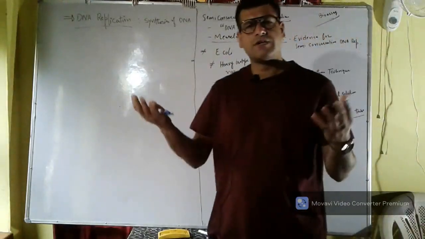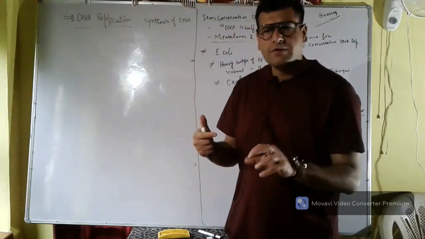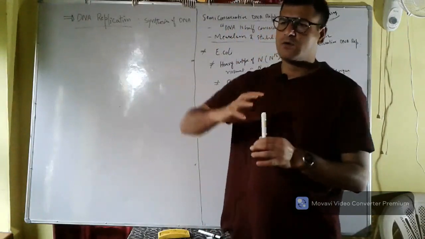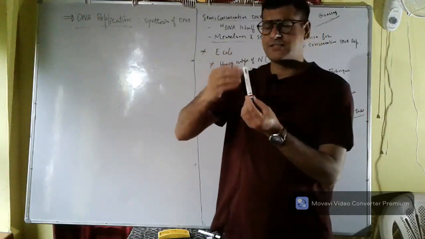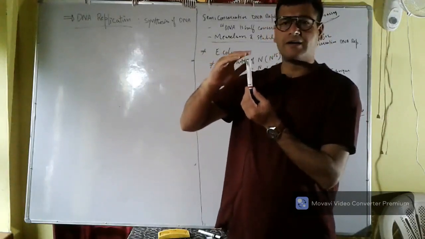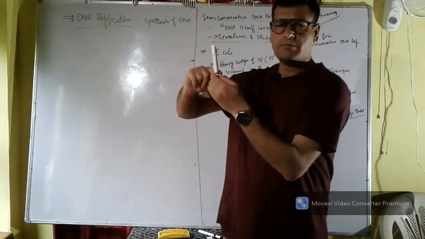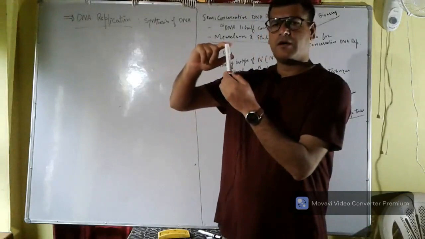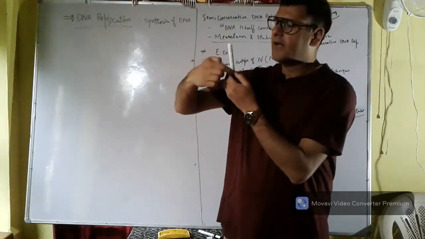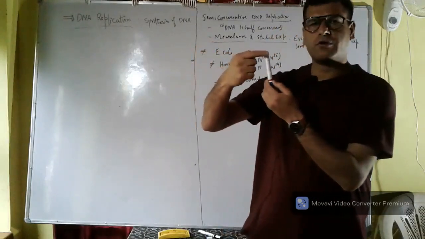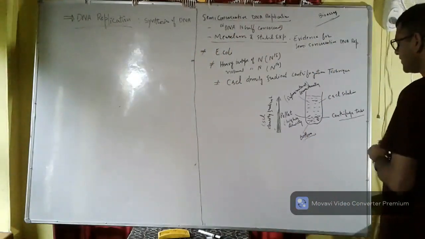Those molecules which have higher density, which have higher mass per unit volume, will settle in the bottom. That is what is called the pellet. And those molecules which have lower density will be in the supernatant, that is the upper part. So if you consider that this is the bottom and this is the upper part, the denser molecules will be in the lower part, that is in the pellet, and lighter molecules will be in the upper part, that is called the supernatant. This is what is called a cesium chloride density gradient.